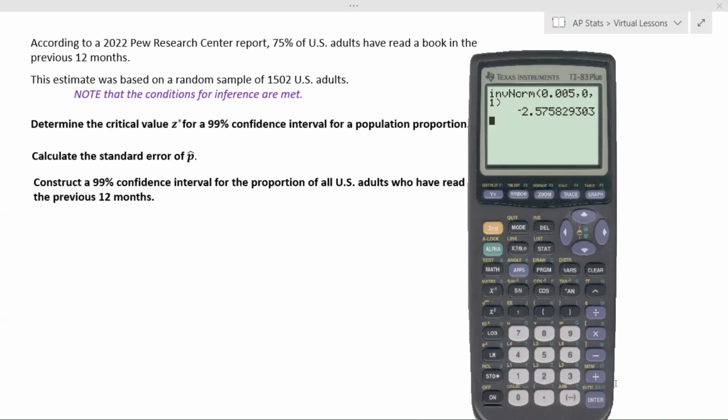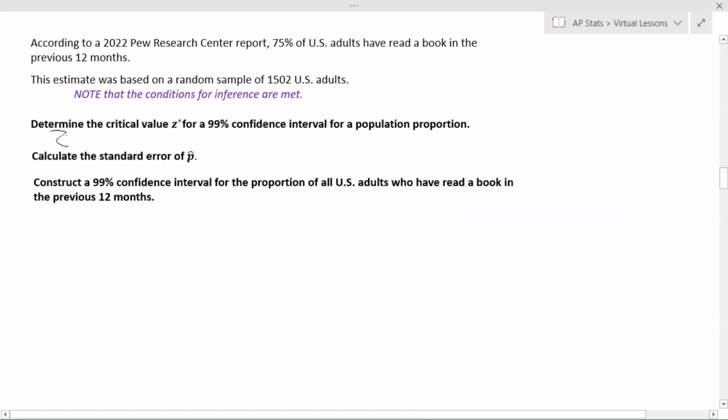Close that off, and then we get negative 2.5758. So we're going to use z star equals, or no, plus 2.576 if we round it there.